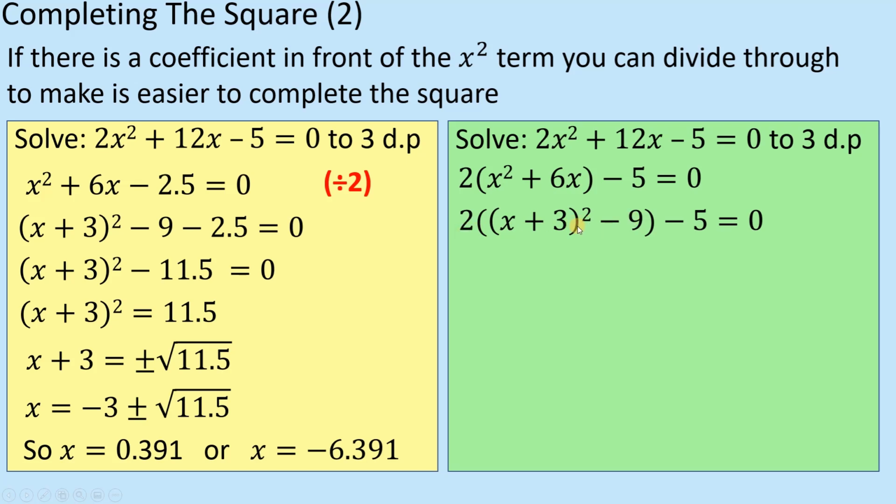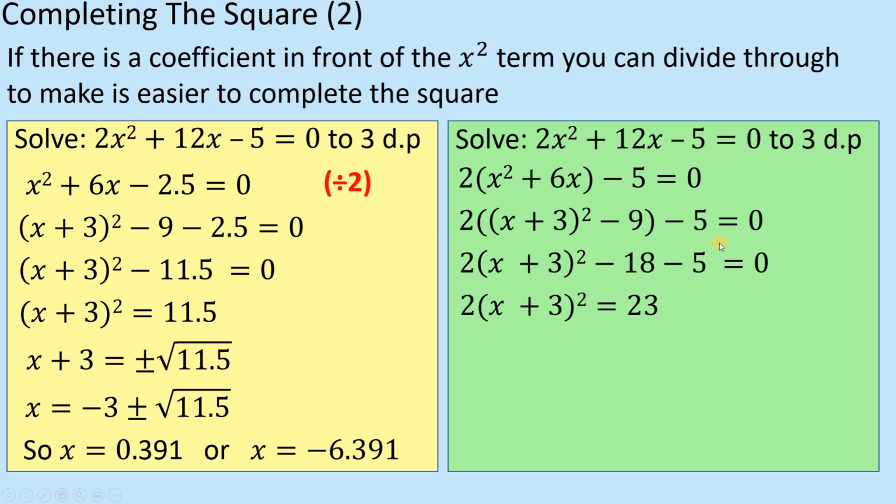We're now literally going to try and expand this and consider what we're going to do with this 2. So we're going to do 2 lots of the x plus 3 squared. So that's that bit. You're going to take away now 2 lots of 9, which is 18, which will give you minus 5. Let's sort this minus 18 and minus 5 out. That's going to give us 2 lots of x plus 3 squared equals minus 23, which has now been taken to the side and becomes equals 23.